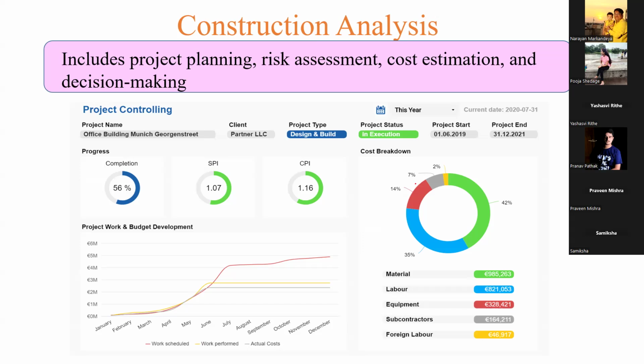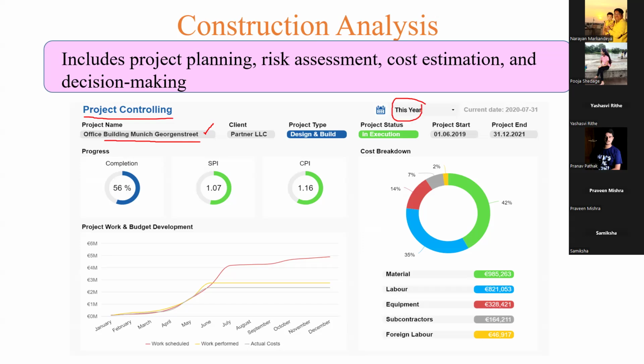Here you can see project controlling is the dashboard name. The project name is Office Building, Munich, Georgian Street. Now, for example, that builder works with different projects. If they change the project, other things will also change. When we make one small change in the project name, other things change with respect to that. This is called an interactive type of dashboard. Also here you can see the filter, this year's projects.